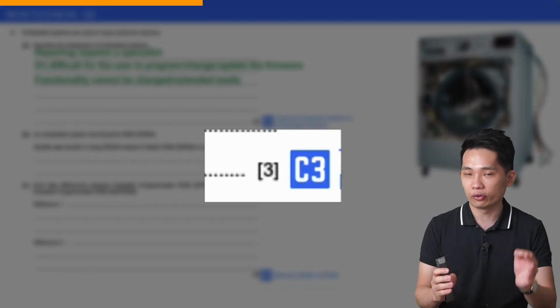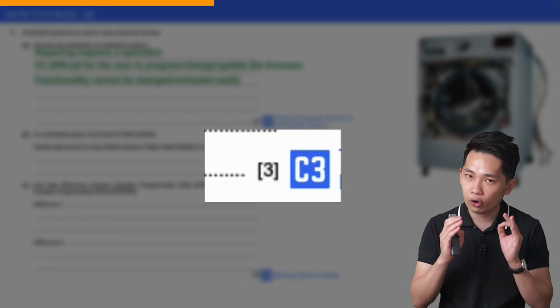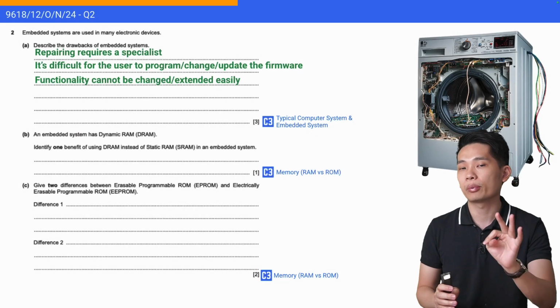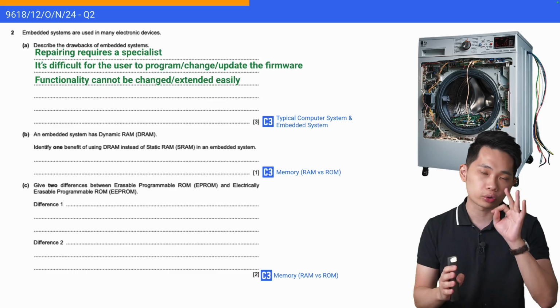In general, for this type of question, you'll first look at the marks awarded. For this question, it's 3 marks. So having 3 main points is sufficient to score 3 full marks here.